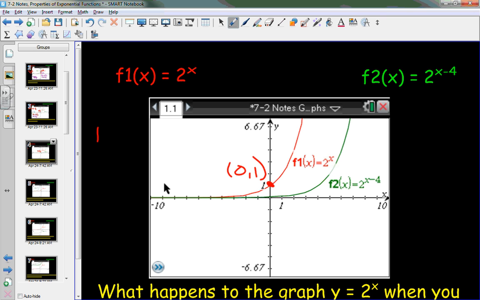So what I have is a translation, and the translation is going to be going to the right 4 units. And why is it going to the right 4 units? Because it's the opposite of what we think it is. We think it's going to the left because of subtraction, but we're really going to the right. So with that said, what happens to these values? If I'm going to the right, 1, 2, 3, 4 units, here's my lovely little point. What is that ordered pair?